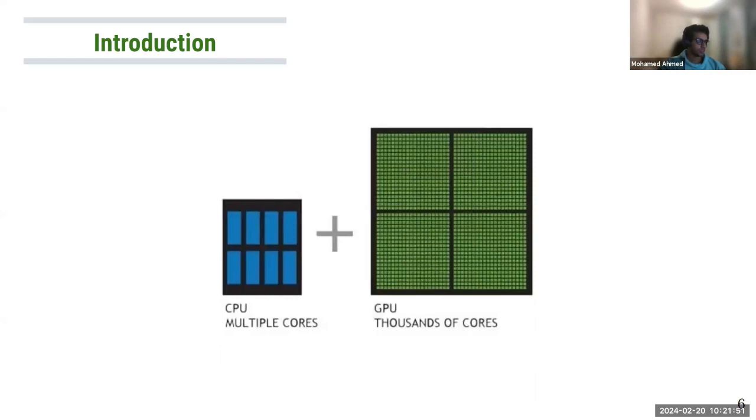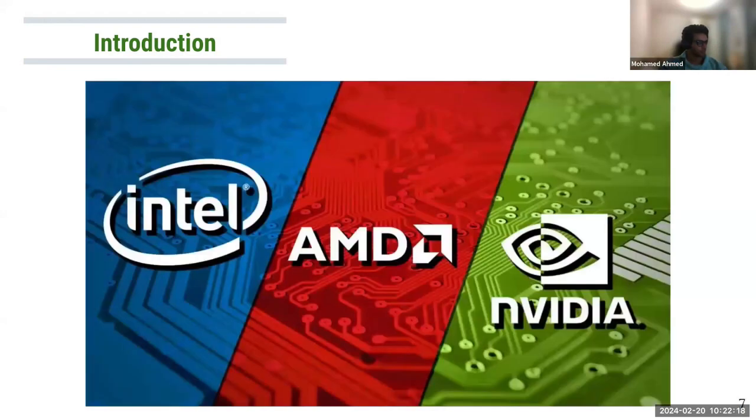So here, as you can see, a CPU may have maybe 8 cores, but all of these small tiny pieces you can represent as cores. So in our GPU we have thousands of cores. It can reach like 65,000 cores. It also depends on the GPU that you have.